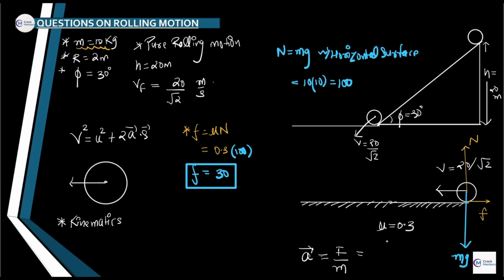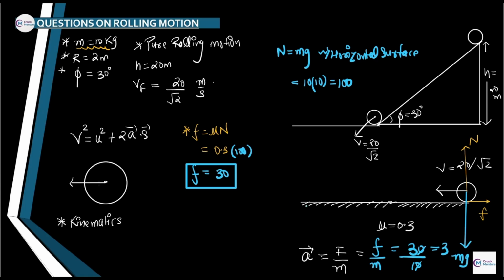And if we know about the force, then we get the value of acceleration as well. What is the value of this friction? It is 30 upon the mass. What is the mass of the body? It is 10. They both cancel out. Then we have the value which is equal to 3.